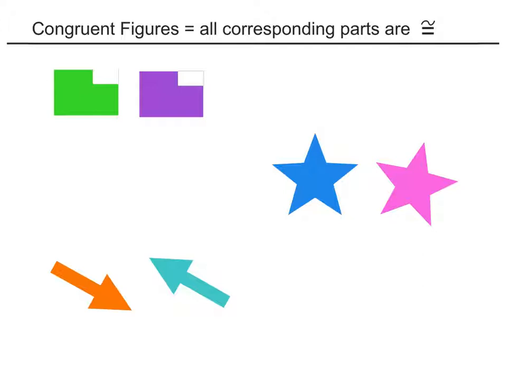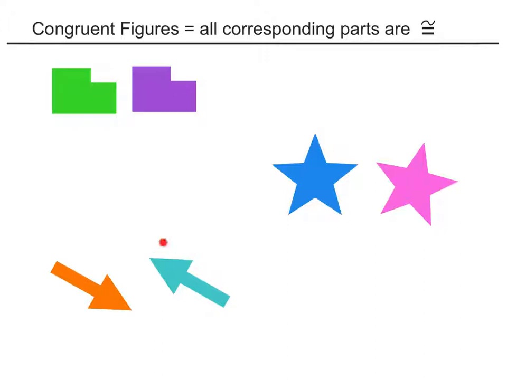So let's look at the first two figures. I can see that this purple figure is the exact same shape and size as the green figure. It's just been translated to the right. Or I can say the green figure is the exact same shape and size as the purple figure. It's just been translated to the left. So a very non-formal way to look at the definition of congruent figures is to say, if two shapes are the exact same, their sizes are the same, in fact, one could sit on top of the other exactly, then they are in fact congruent figures.